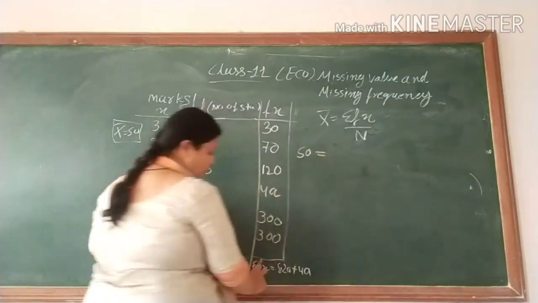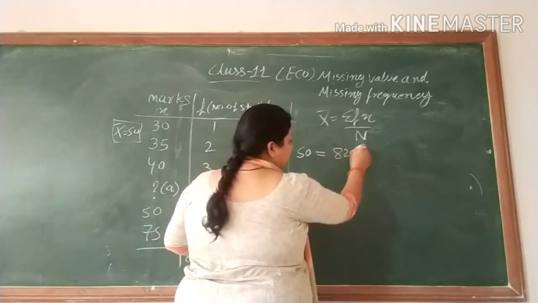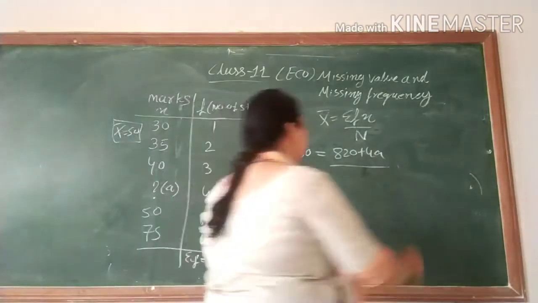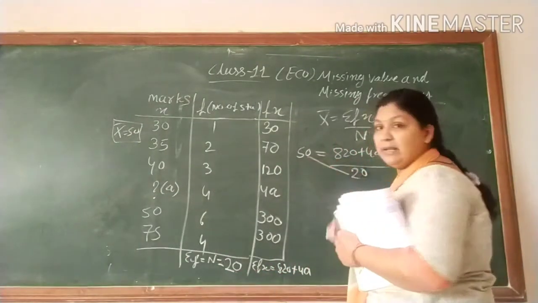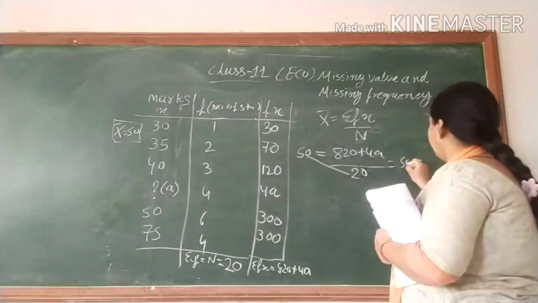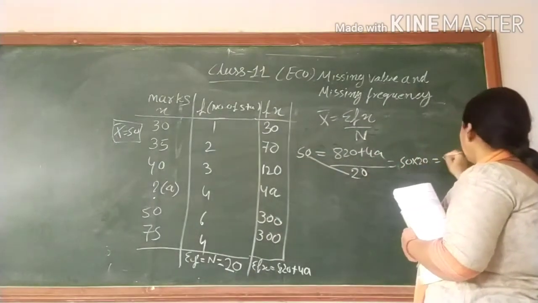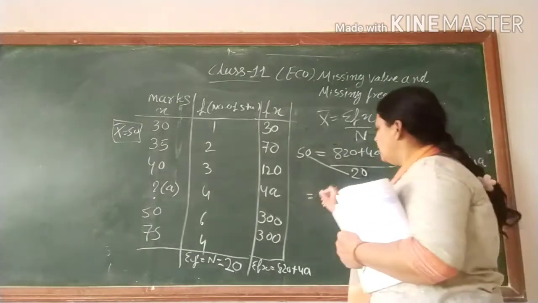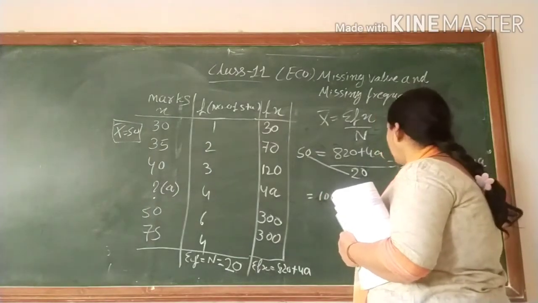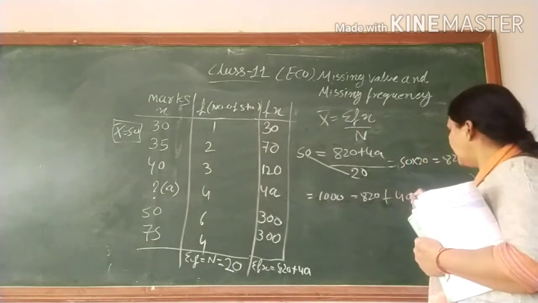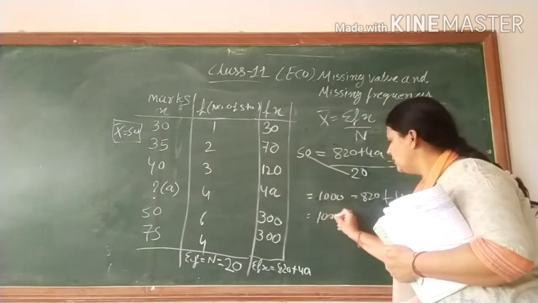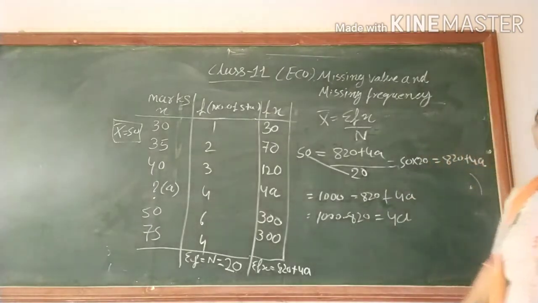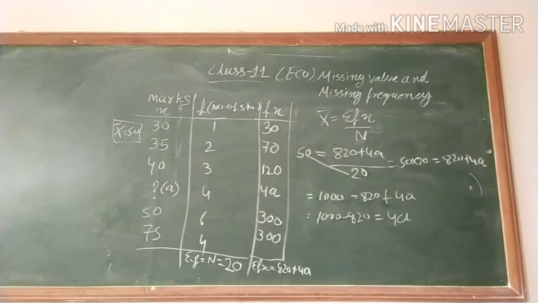50 equal to 820 plus 4a upon, what is your n? Your n is 20. Just cross multiplication. So 50 into 20 equal to 820 plus 4a. So 1000 equal to 820 plus 4a. Now 1000 minus 820 equal to 4a. Okay, 1000 minus 820, what do you get as the answer, beta?